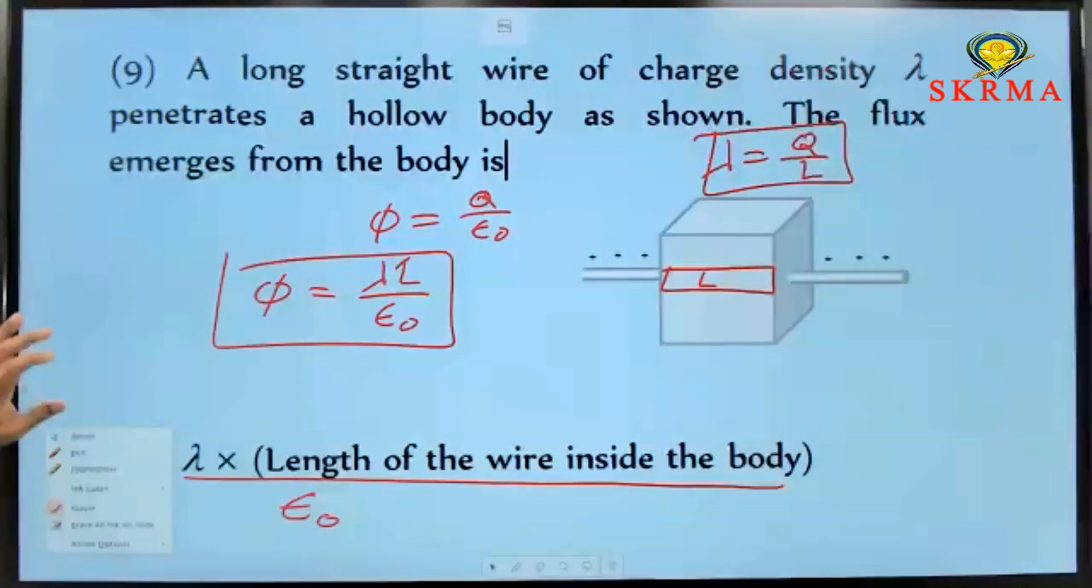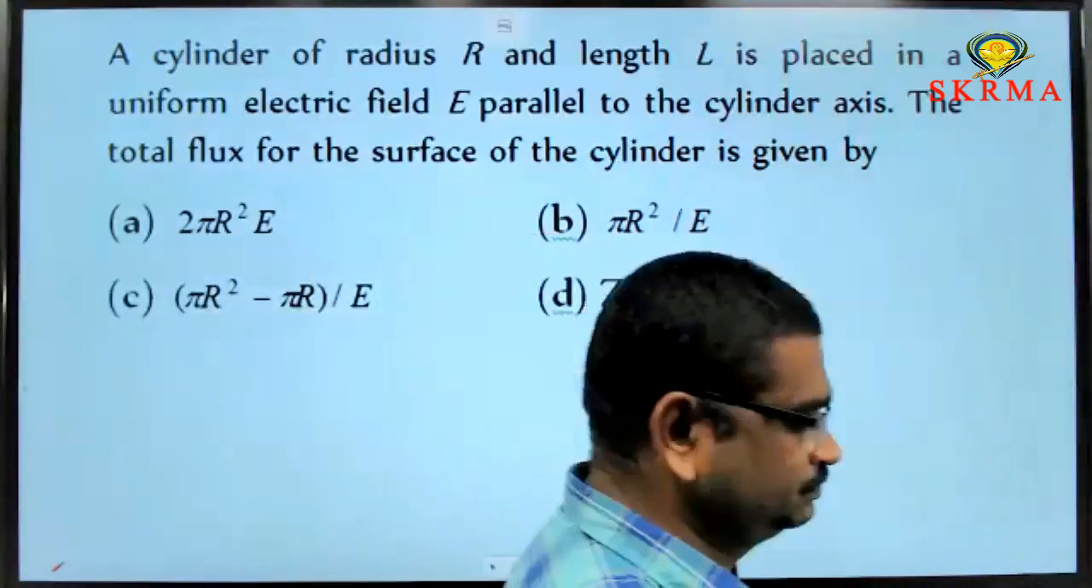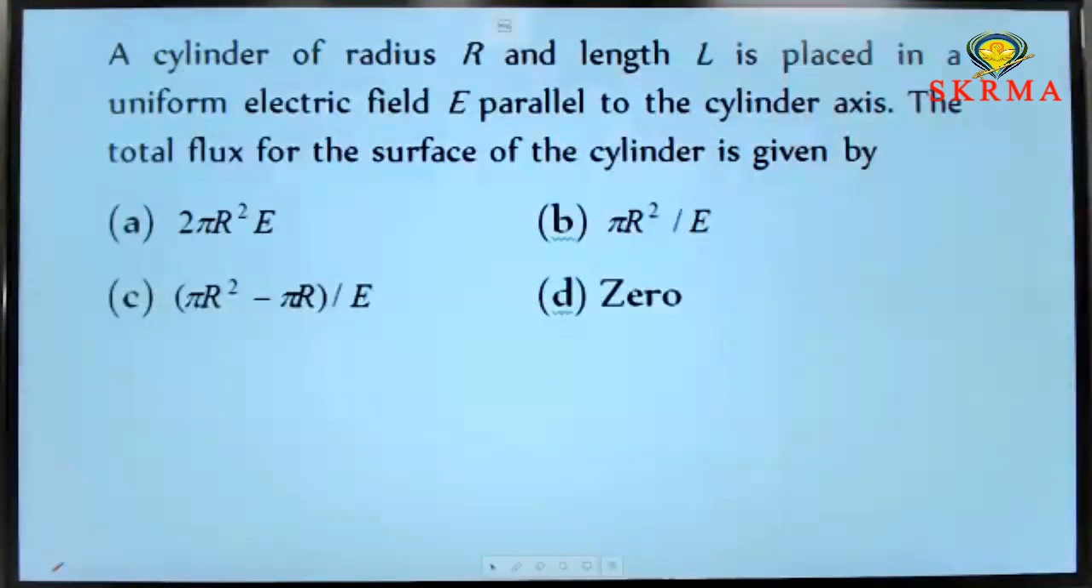Now, so examples. Go through this one. Try to solve this one for a few minutes. So what is given? A cylinder of radius R and length L placed in a uniform electric field E parallel to the cylinder axis. Then total flux for the surface of the cylinder.